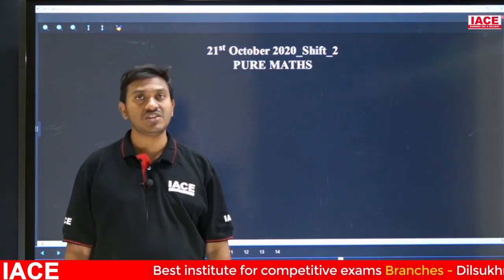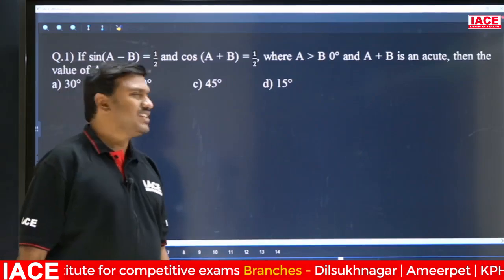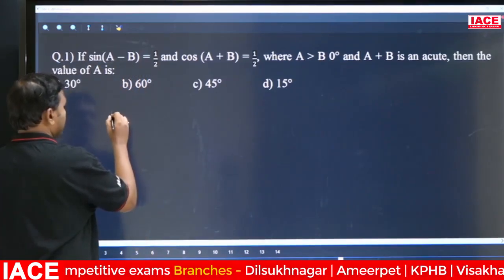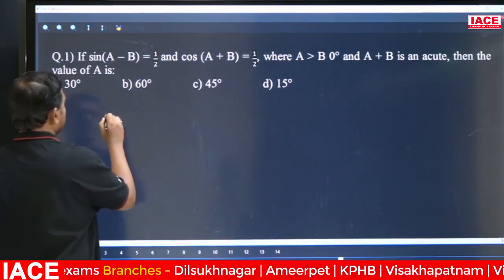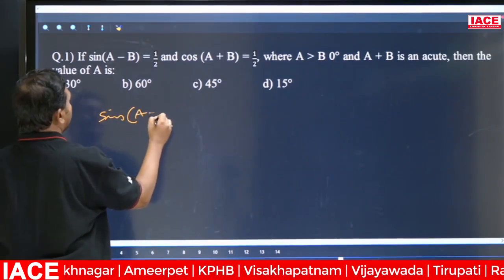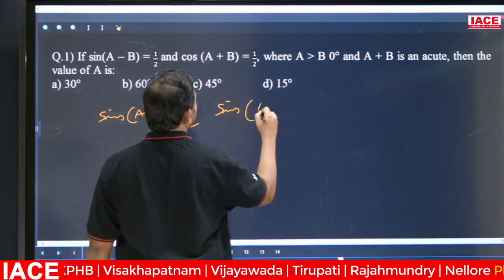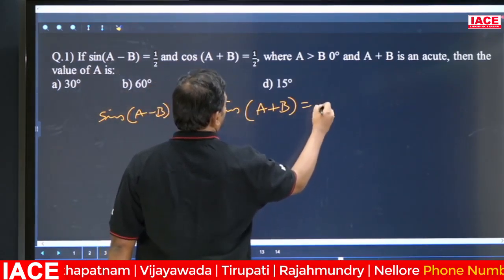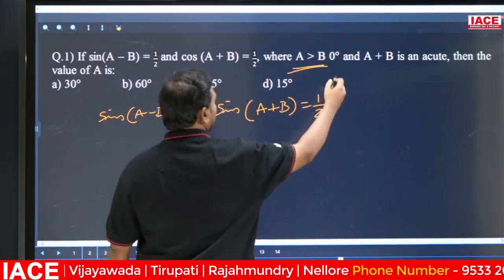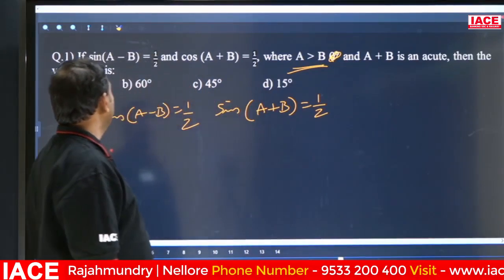Now question number 1. What is given? Sine of (a minus b) equals 1 by 2, and sine of (a plus b) equals 1 by 2. If a is greater than b, and a plus b is acute, then what is the value of a?